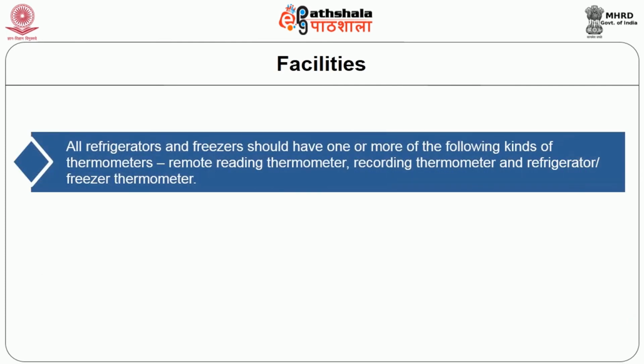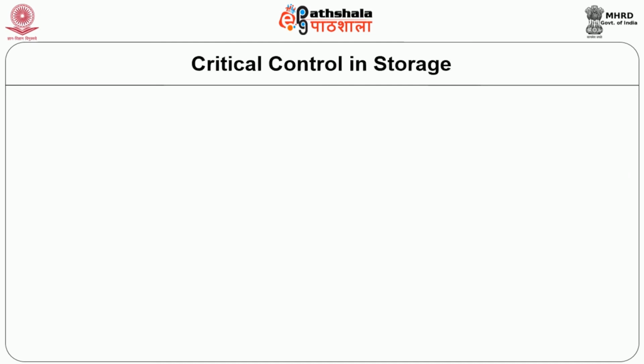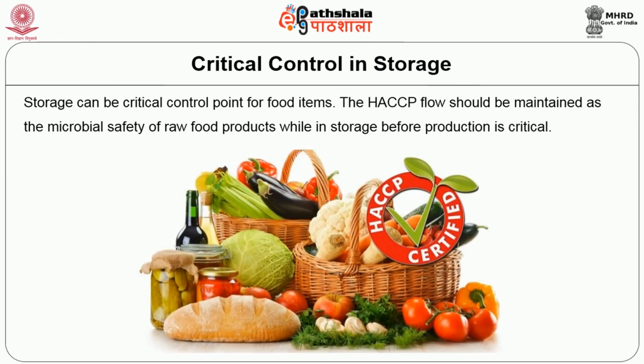All refrigerators and freezers should have one or more of the following kinds of thermometers: either a remote reading thermometer, recording thermometer, or a refrigerator freezer thermometer. Temperatures in all units should be checked at least twice a day. The storage can be a critical control point for food items. The HACCP flow should be maintained, as the microbial safety of raw food products in storage before production is critical.